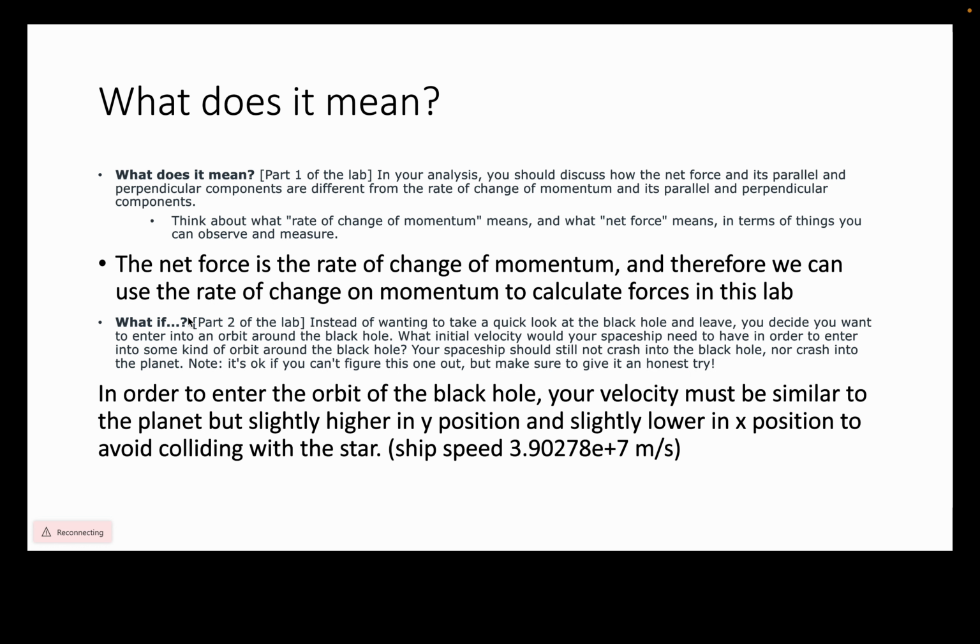And for the what if, it asked us to find the ship's velocity as it enters the black hole. In order to enter the orbit of the black hole, my velocity must be similar to the planet's, but also slightly higher in starting y position and slightly lower in x position. I would just need to start from a higher y position and a slightly lower x position.